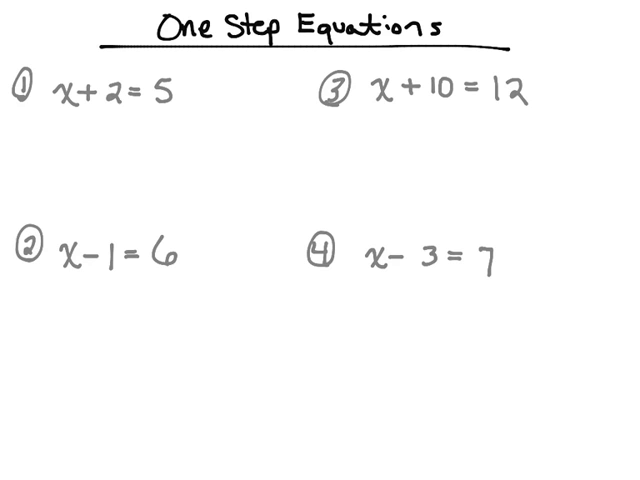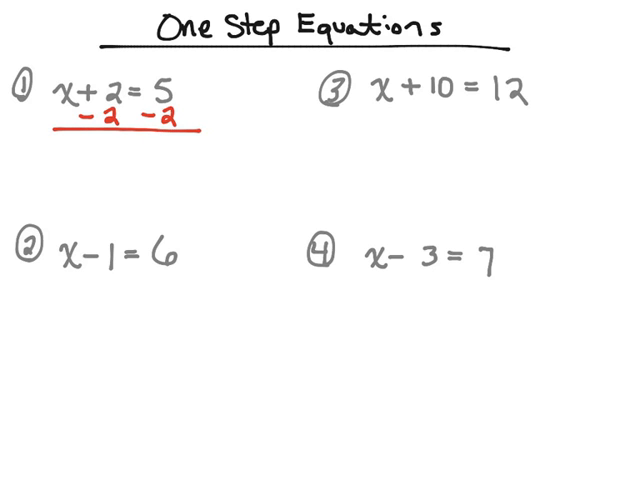What we're going to do is the opposite of what they're doing to the variable. So notice here they're adding 2, so we're going to do the opposite of that, which is subtract 2. Now when I say subtract 2, we're going to make sure we subtract 2 from both sides. So I'm subtracting 2 from the left side of the equation. I'm also going to subtract 2 from the right side of the equation.